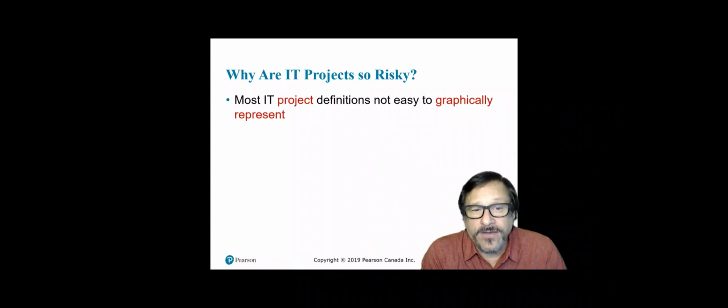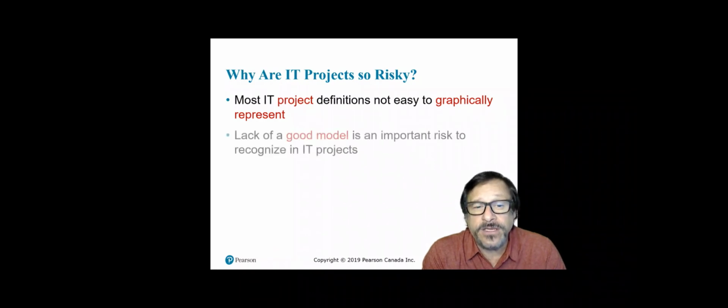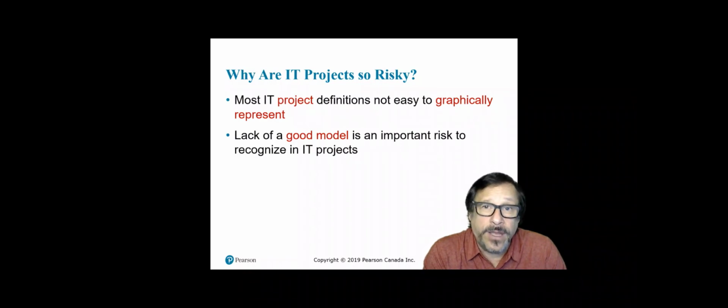Most IT project definitions are not easy to graphically represent. What you want to do is find some way of conveying what is the requirement, what is the need. A lot of times the need that you have, you're not going to be able to put into a format that is easily understandable by many people. This is why a picture's worth 1,000 words. If you can diagrammatically represent what your requirement is, it's a lot easier way of getting that information across. The lack of good models is an important risk to recognize in IT projects.